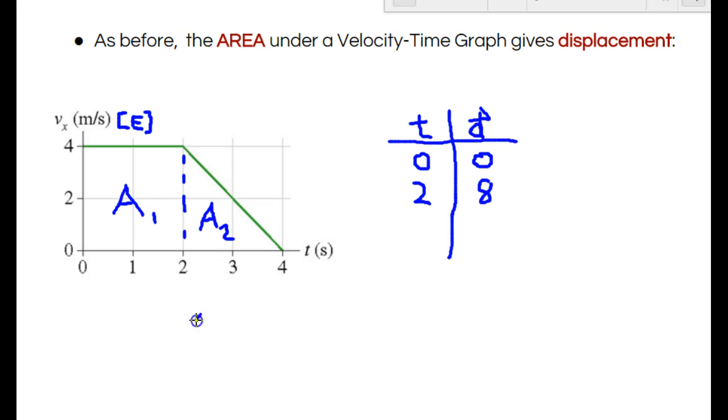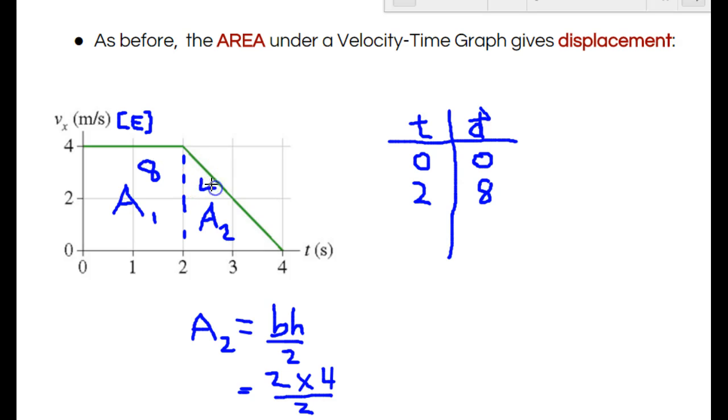Area 2 is a triangle, and you'll remember, and we haven't seen this yet this year, the formula for the area of a triangle is base times height divided by 2, or 1/2 base times height, whichever you prefer. My base here is my 2 seconds times my height, which in this case is also 4 meters per second. Then I'm just going to divide that by 2. That's going to give me a value of 4. So for the first area I had 8 meters, and now I have 4 meters over here.